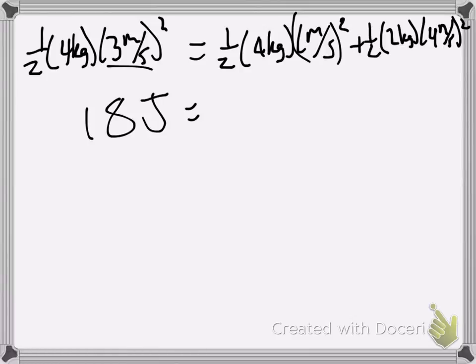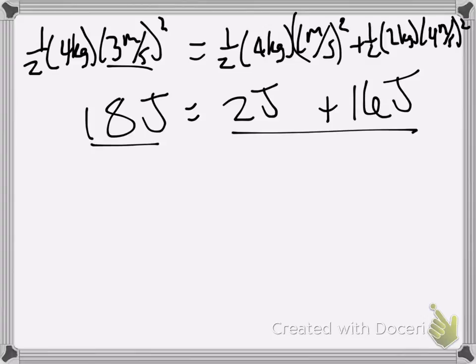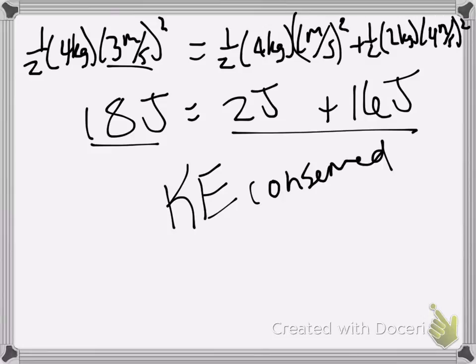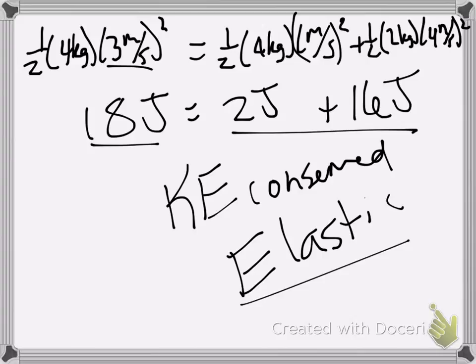Do the same thing over here. 1 squared is 1, so this would end up being 2 joules here. And then over here, 4 squared is 16. And then the 2's kind of cancel out with the fractions, so you have 16. So in fact, you do have 18 equals 18, and so kinetic energy is conserved. And since kinetic energy is conserved, we can classify this as being elastic.